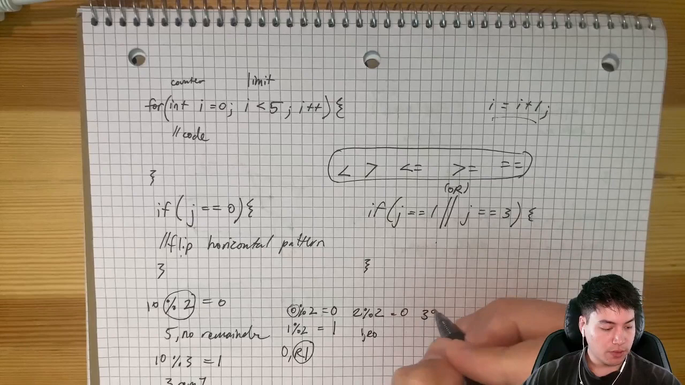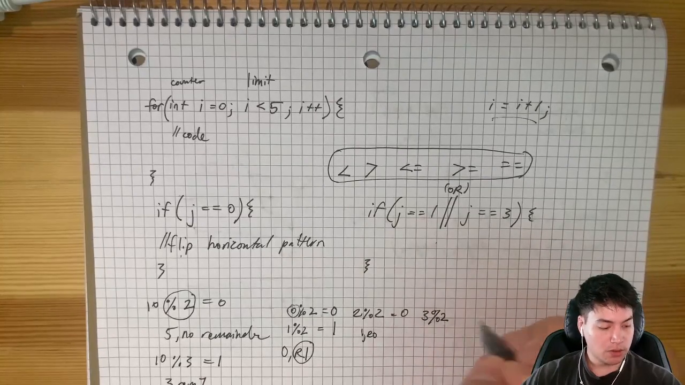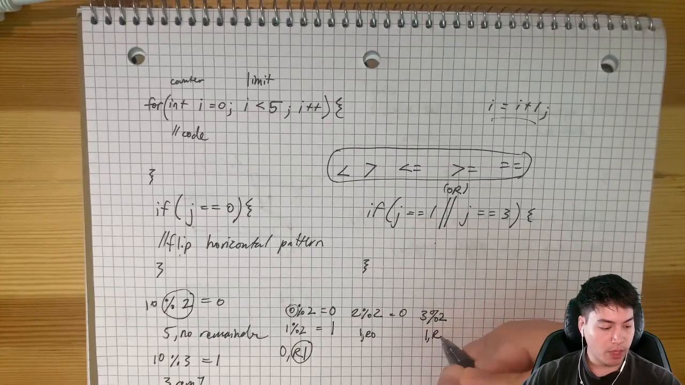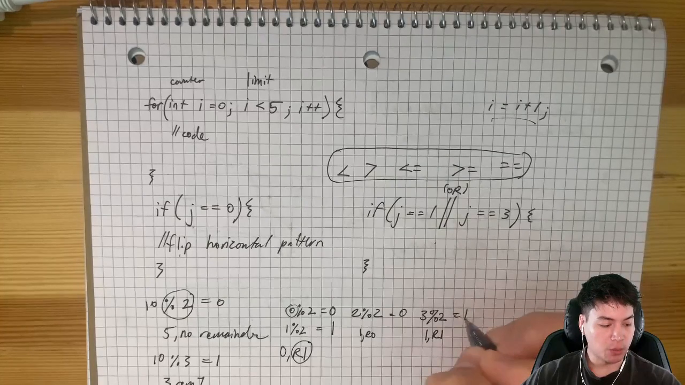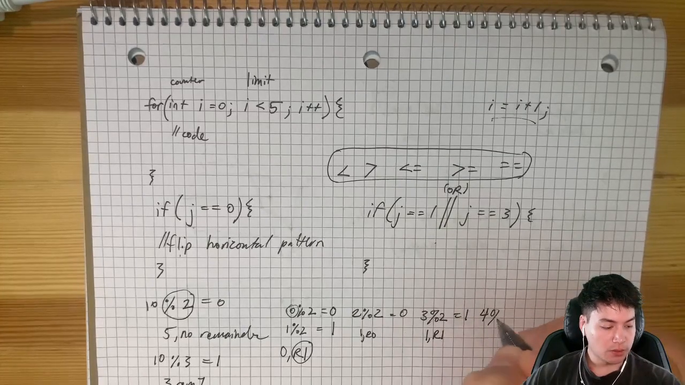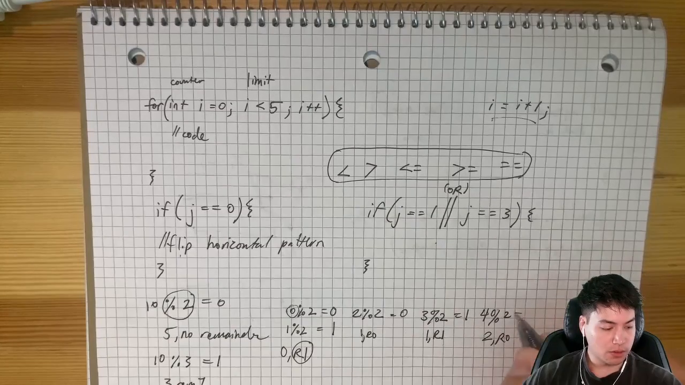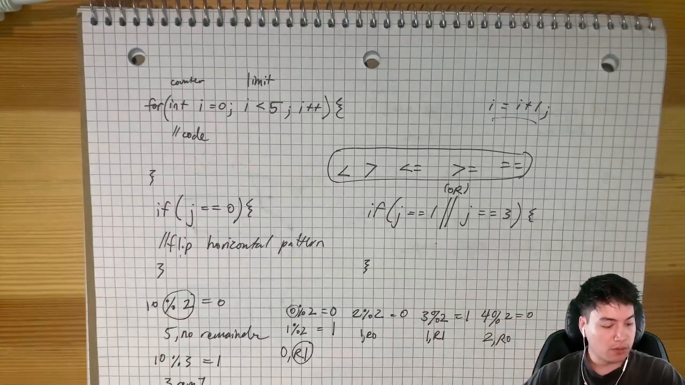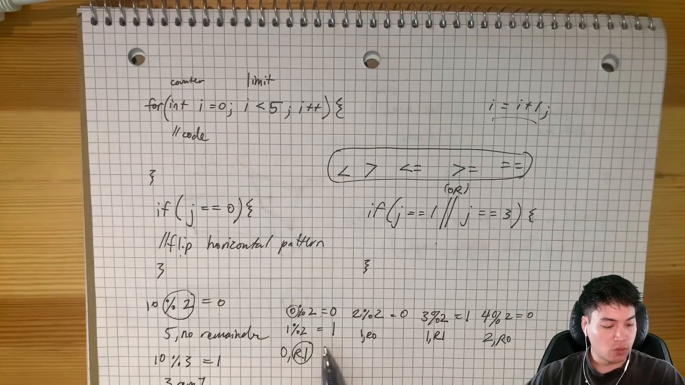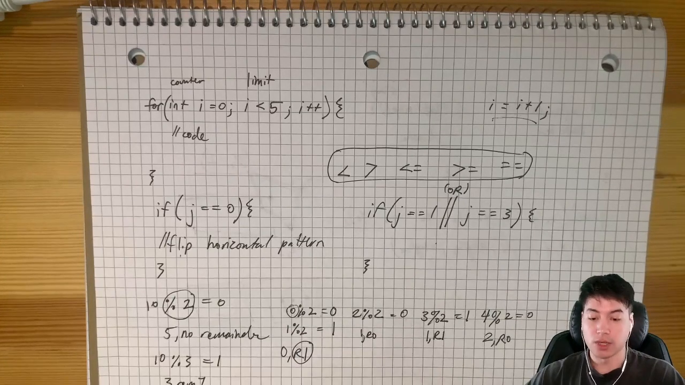If I say 3 modulo 2, 2 goes into 3 one time, remainder 1, right? So this is going to give me 1. If I say 4 modulo 2, 2 goes into 4 twice, but the remainder is 0. So this is going to return 0. So you can see the pattern here, right? Odd numbers return 1 when I do modulo 2. Even numbers return 0 when I do modulo 2.